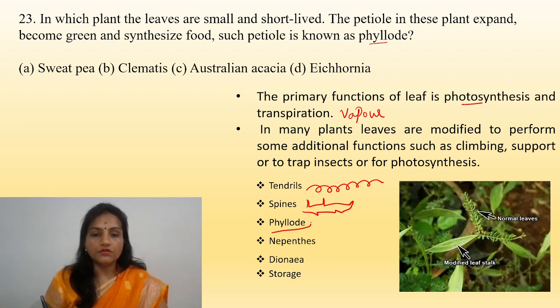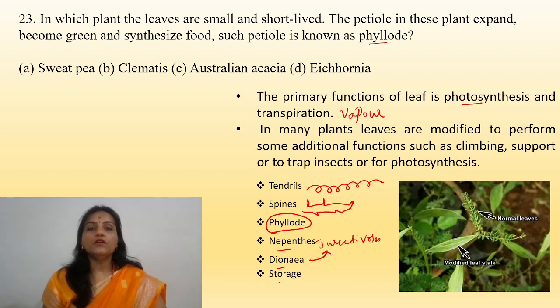The other one is the phyllode. I'll explain this one. Then Nepenthes, Dionaea, and sometimes modification for the purpose of storage. Nepenthes is an insectivorous plant, and Dionaea is also an insectivorous plant. Okay, what is a phyllode?